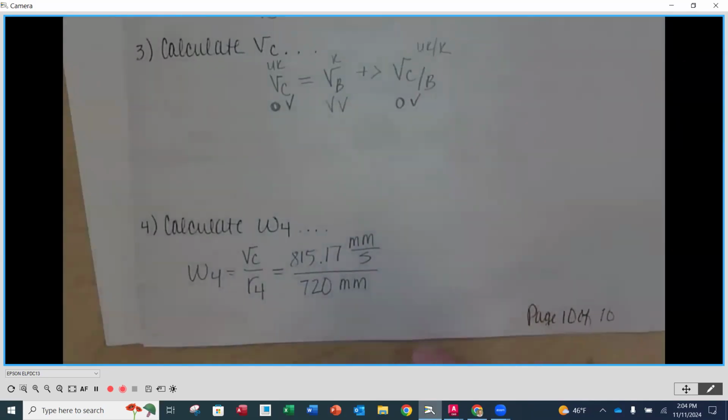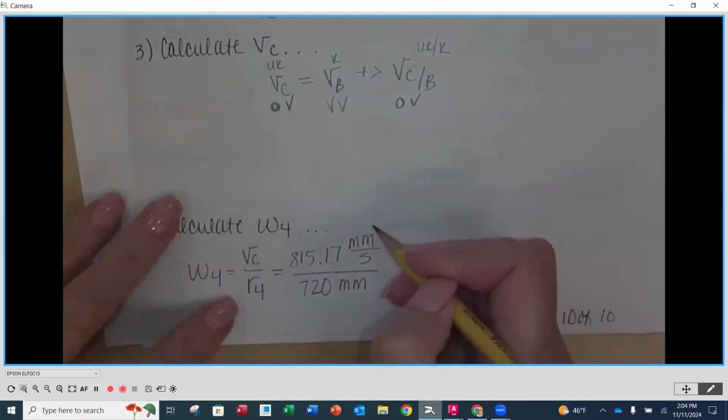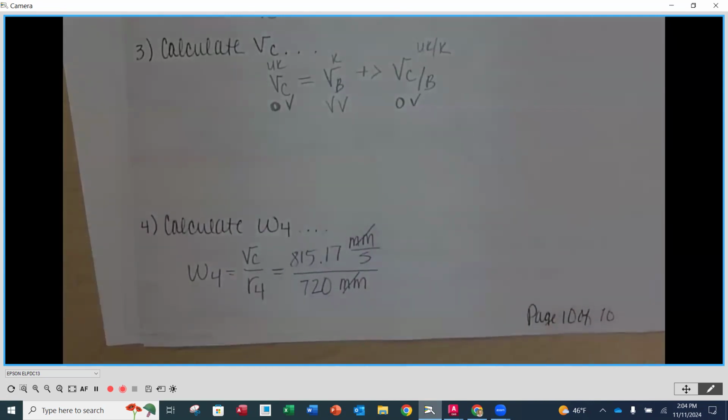You have to put your units in every phase of the problem, and you have to cancel and or combine. So you'll notice here that our millimeters cancel out. Okay. So let's get our number first, and then we'll talk about units. Okay, so let me see here. W4 calculator.